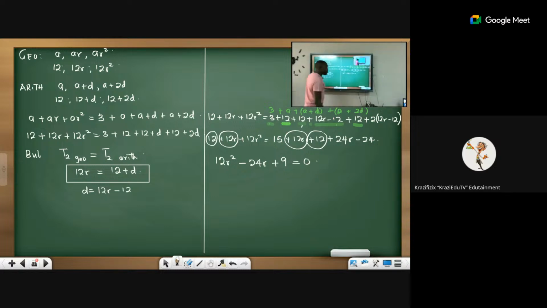Now you can solve. You can use your quadratic formula, R equals to minus B plus or minus, if you don't know how to factorize. But I don't want to use this. Let's factorize together. Very important. Let's divide by 3. 4R squared minus, we're dividing by 3, 24 would be 8.